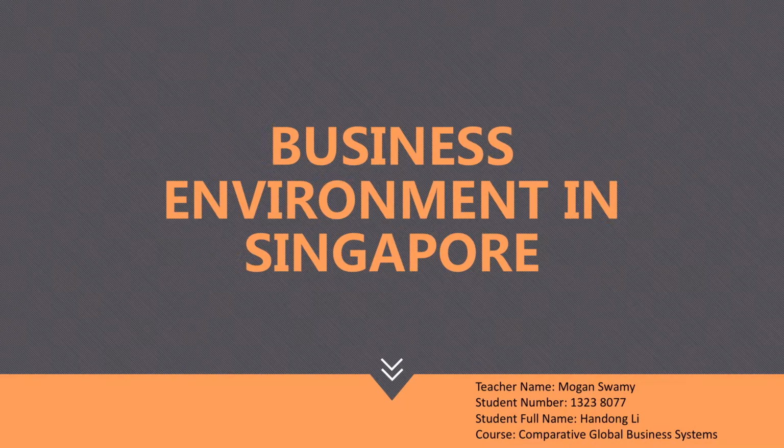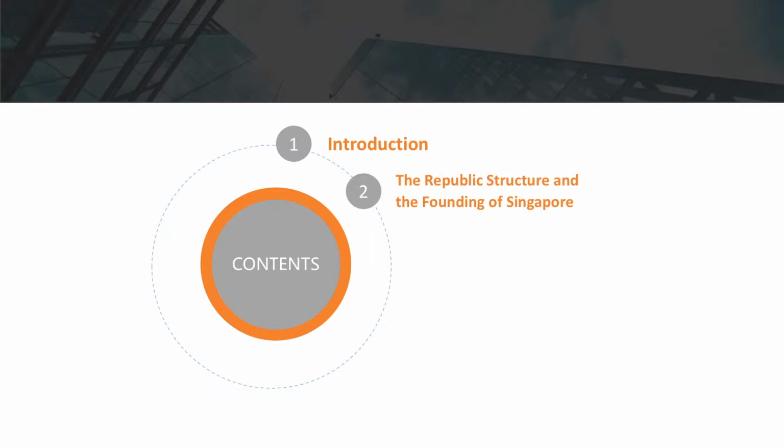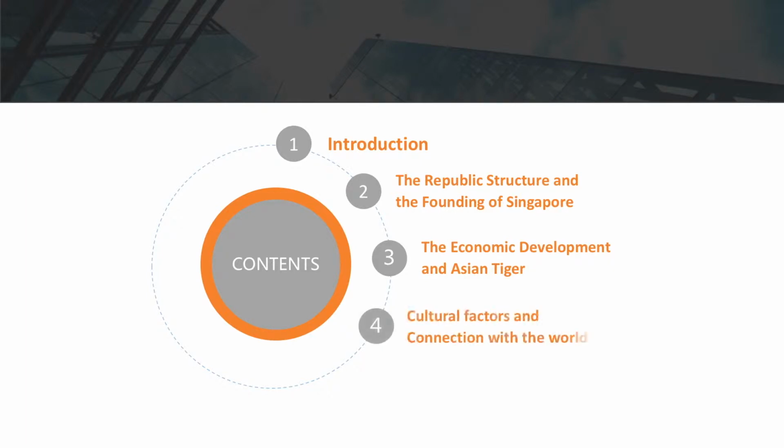The topic of today's presentation is business environment in Singapore. I will divide my topic into 5 parts. Chapter 1 is Introduction of the Republic of Singapore. Chapter 2 is the Republic structure and the founding of Singapore. Next, I will talk about the economic development and Asian tiger. After that, I prefer to introduce the cultural factors and the connection with the world. Finally, I will give a summary for today's presentation.